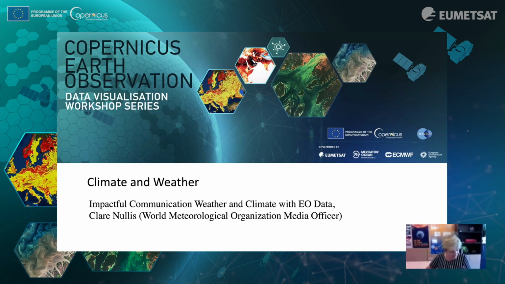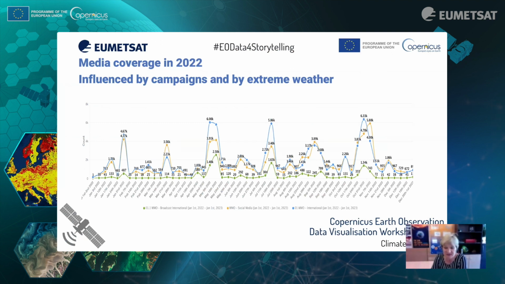So my title has been given to me, Impactful Communication, Weather and Climate with Earth Observations Data. This first slide is just a very quick glance at the type of media coverage that we got last year. The green is broadcast, orange is social media, and the blue is the online media impacts. That's just the number of times that we get mentioned in the media. What it doesn't do is to measure the reach and say, if we hit the Chinese media big time, which we do on a regular basis, then we're talking about hundreds of millions of potential audience.